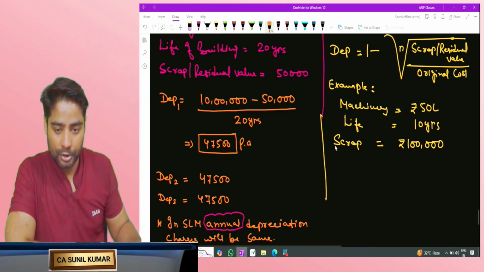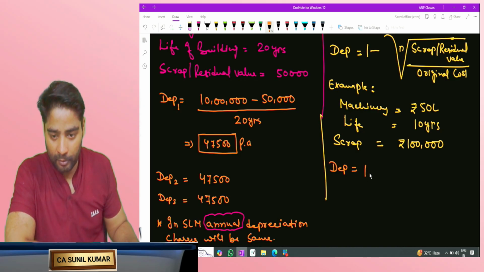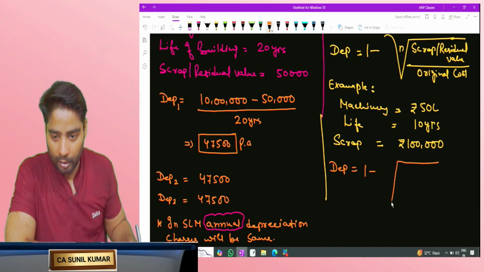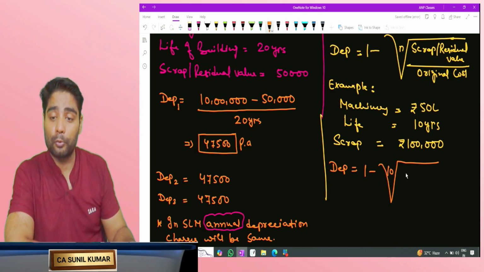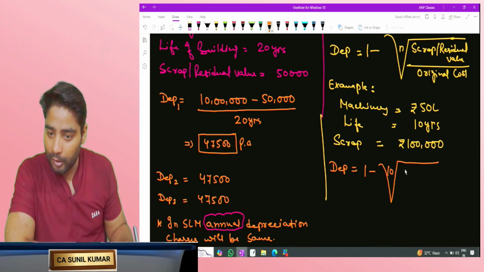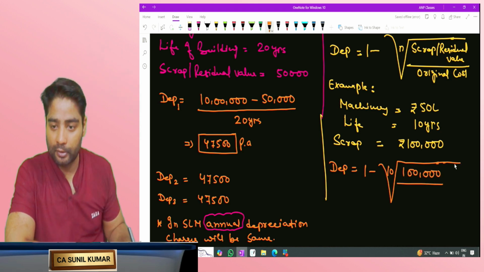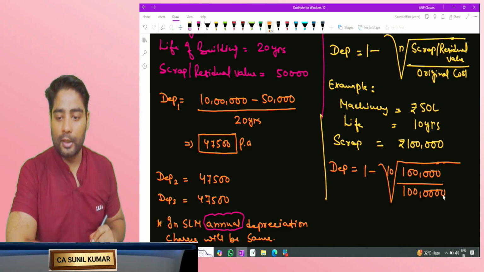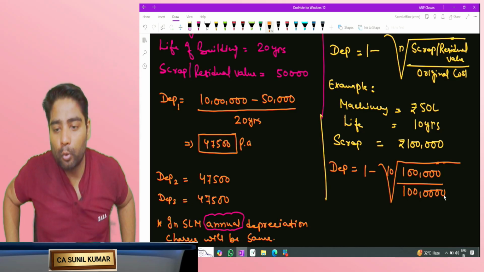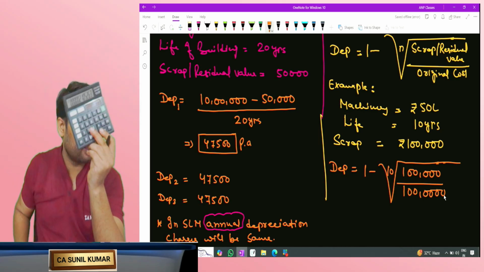Sir, we will write depreciation is equal to 1 minus under root. What will be n? n will be the 10th root. And in the numerator, we will write the scrap value, and at the denominator, we will write the original cost.